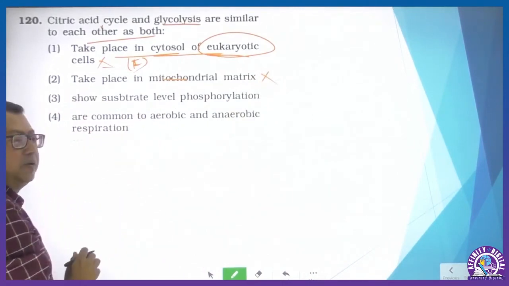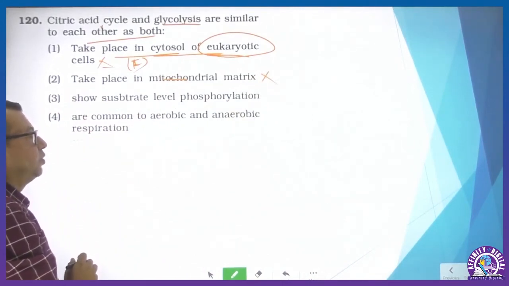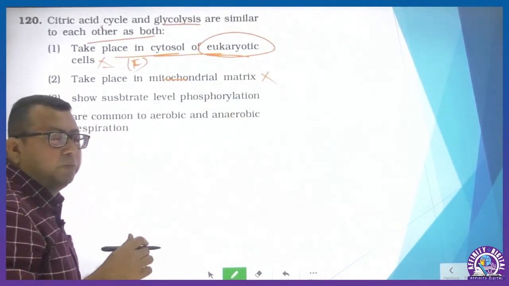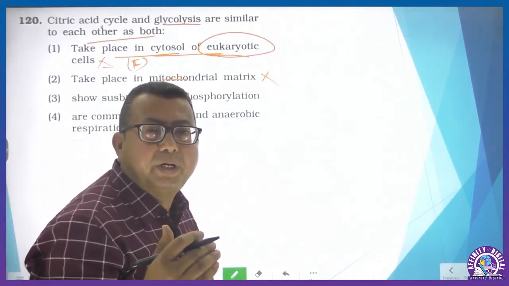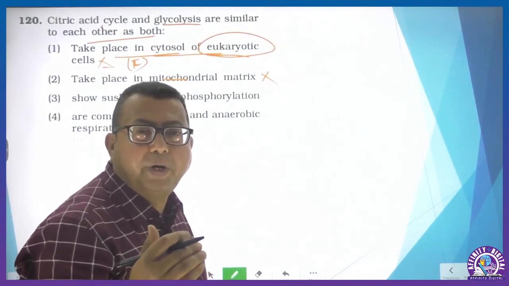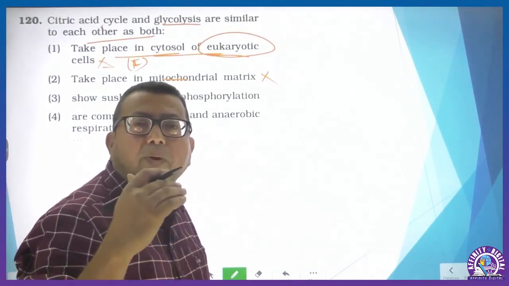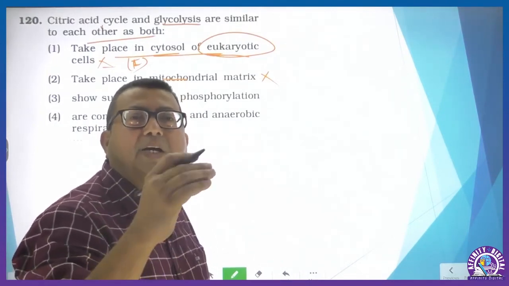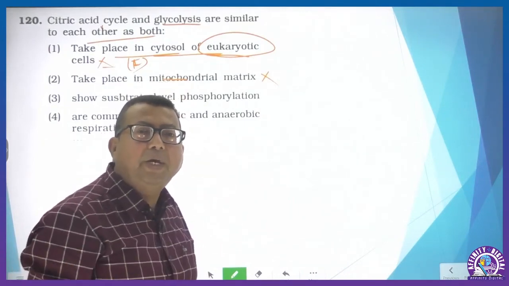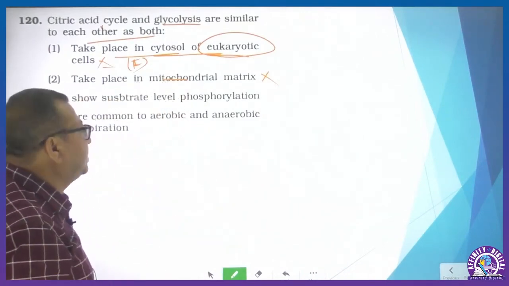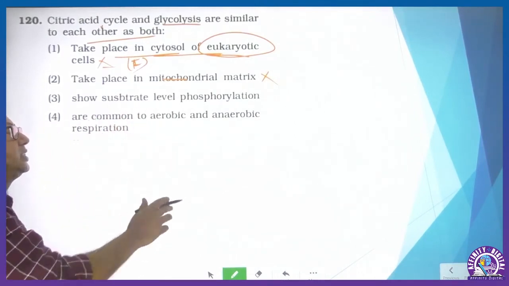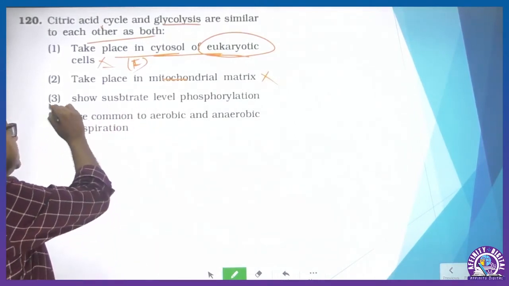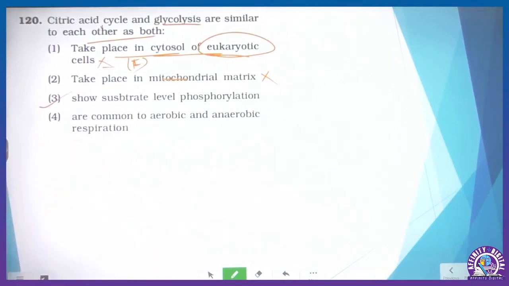Shows substrate level phosphorylation. Okay. So formation of ATP by procuring the phosphate from the substrate and adding it to ADP to make ATP is called substrate level phosphorylation. Substrate level phosphorylation glycolysis में भी होता है, citric acid cycle में भी होता है. So answer will be option number 1.